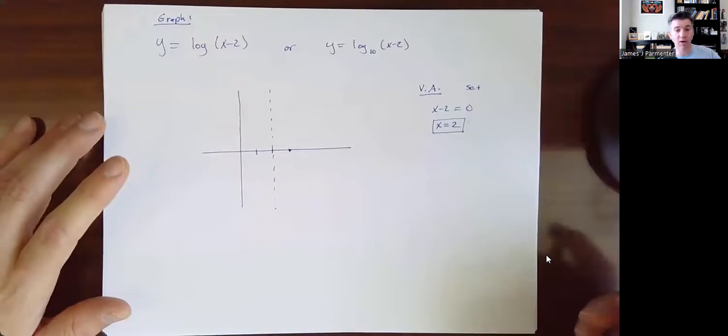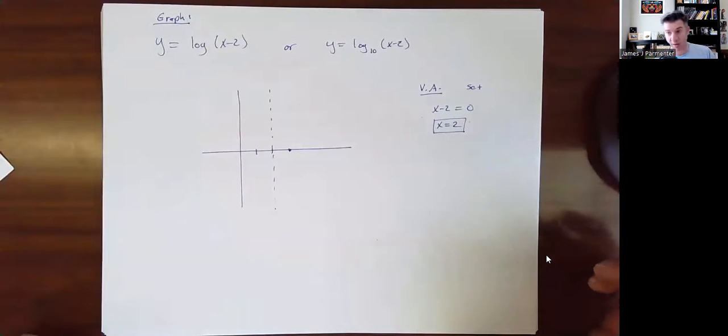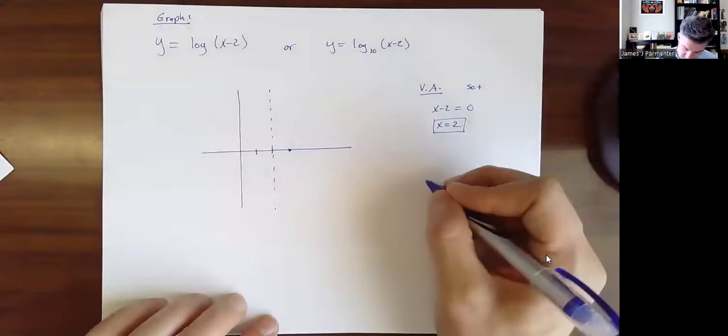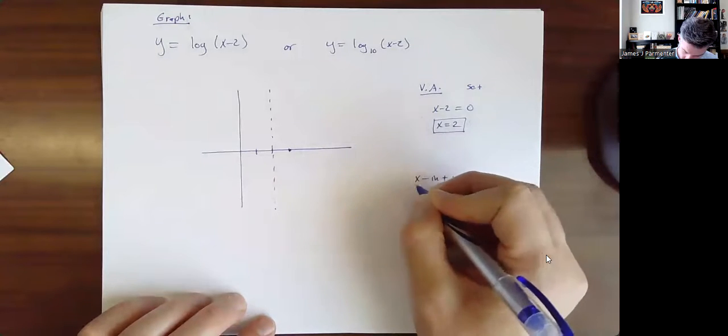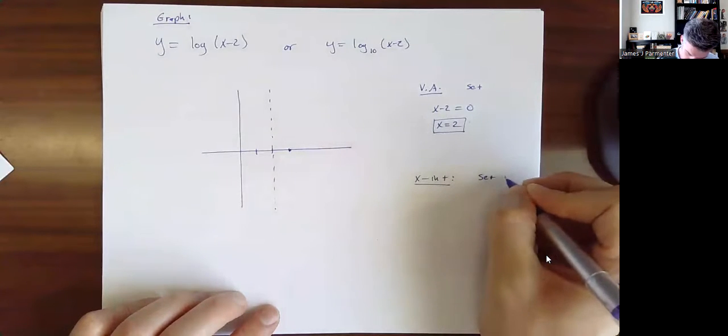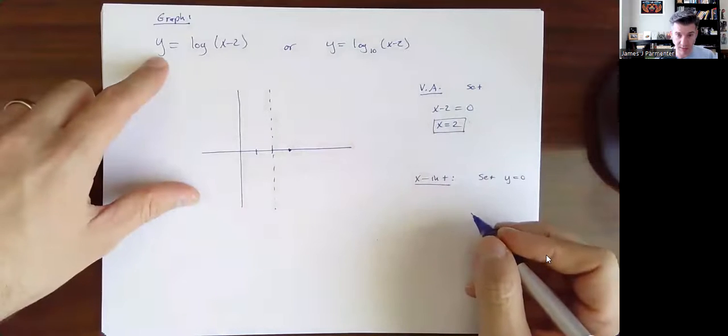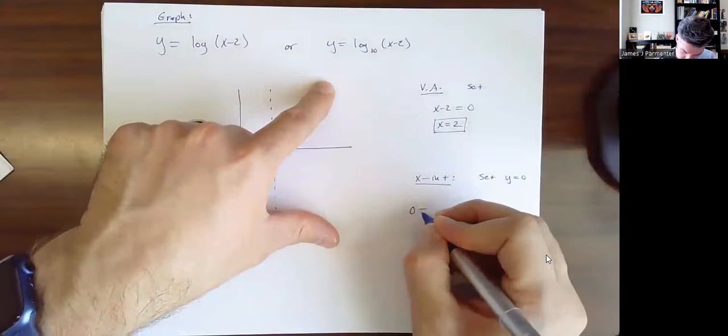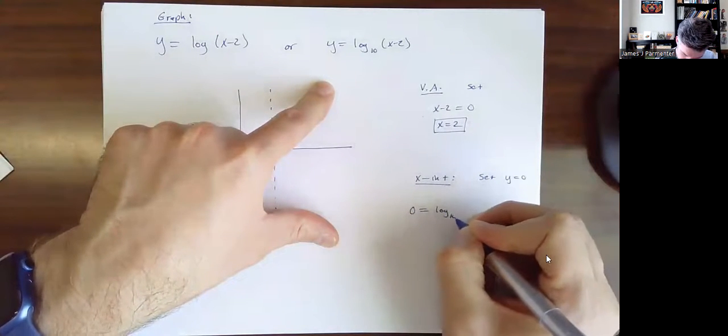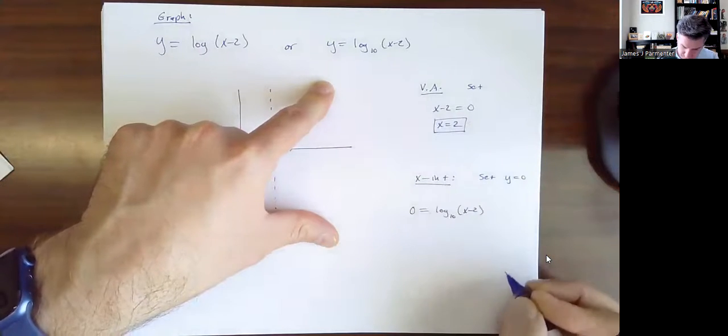I will also point out, we could find the x-intercept the long way. What do I mean by the long way? Well, how do we usually find the x-intercept? Oh, we set y equal to 0. So I'm going to set y equal to 0. Taking my equation here, I'm going to say 0 equals log base 10 of x minus 2.